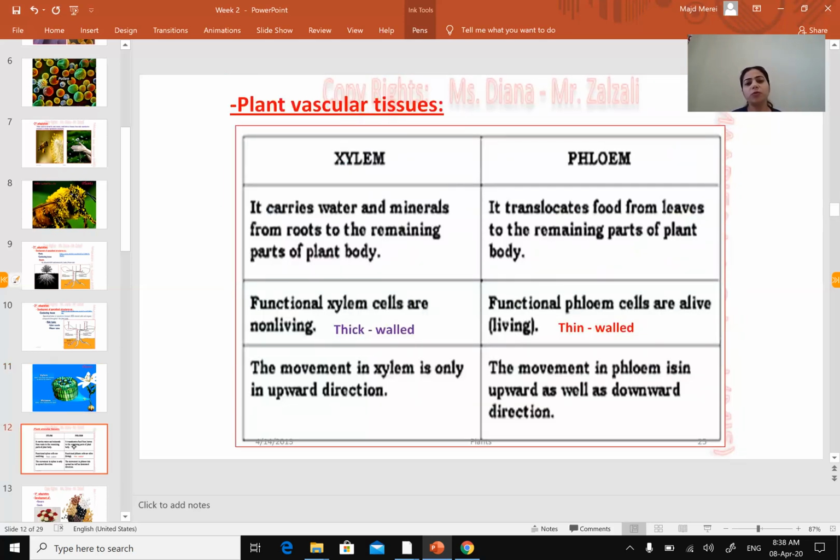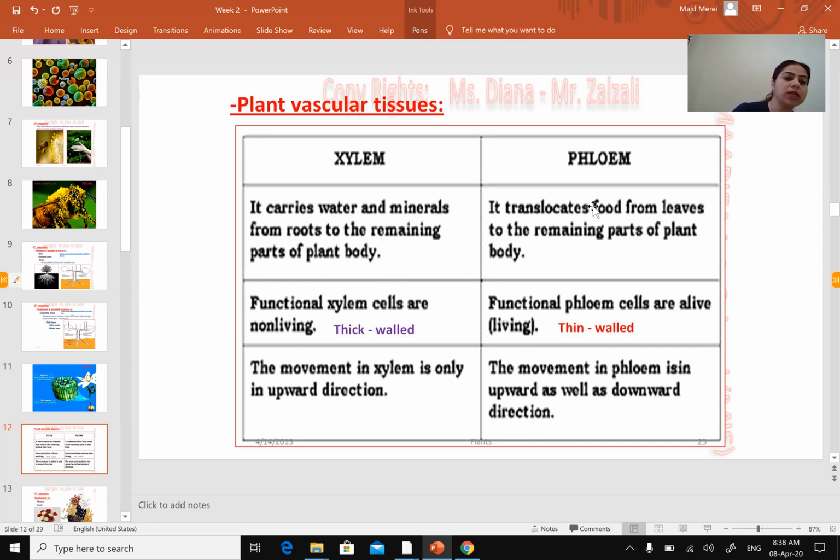Xylem carries water and minerals from roots to the remaining parts of the plant body. Water and minerals from where to where? From roots to the remaining parts. Phloem translocates food. Translocate. Notice the term? Because sometimes the food is produced in the leaf, then phloem will carry food from leaf to stem or from leaf to root, translocation. Then when energy is needed, this stored food is translocated, okay? So it translocates food from leaves to the remaining parts of plants.